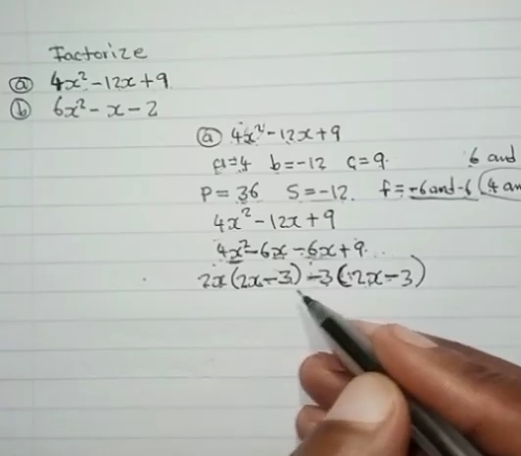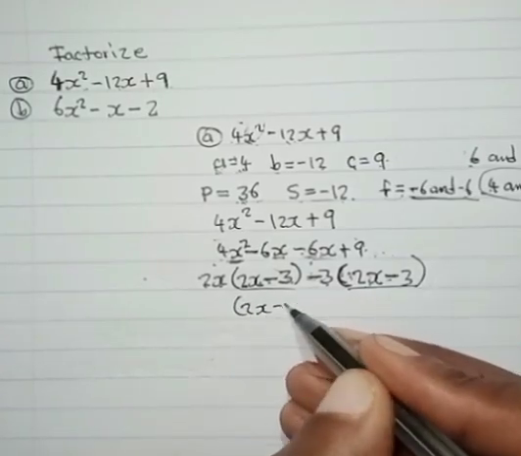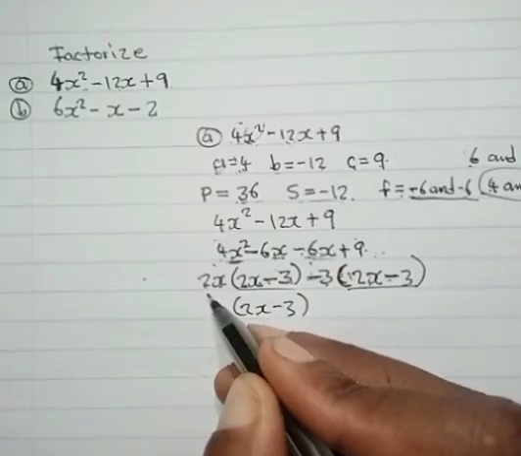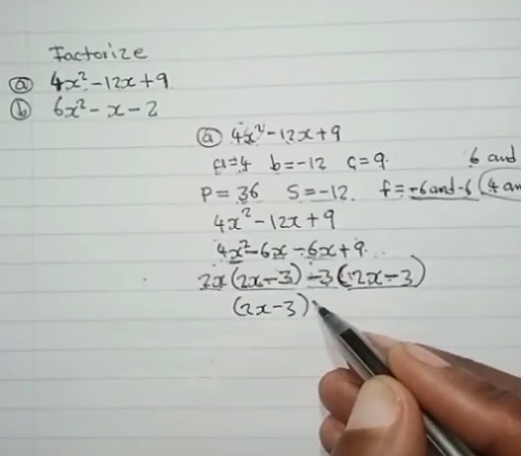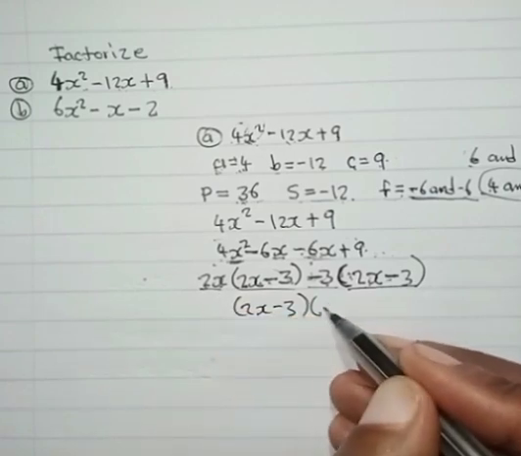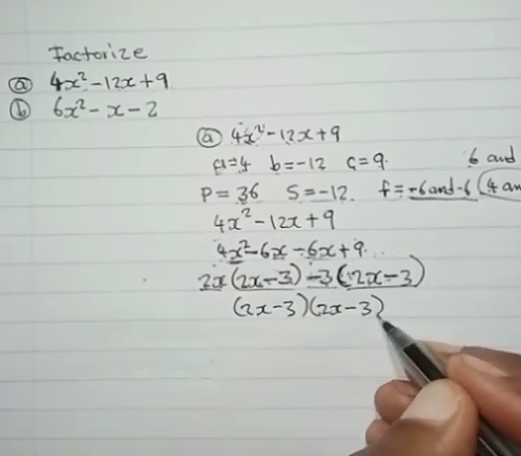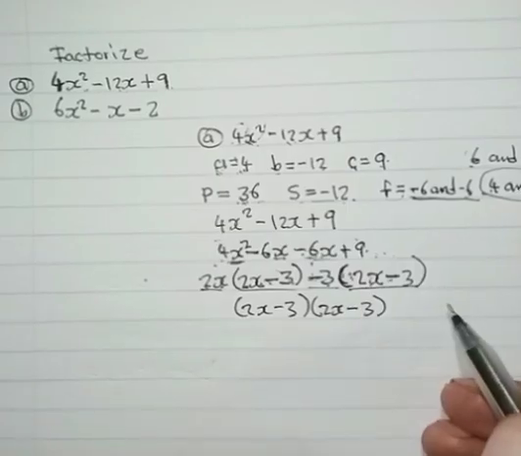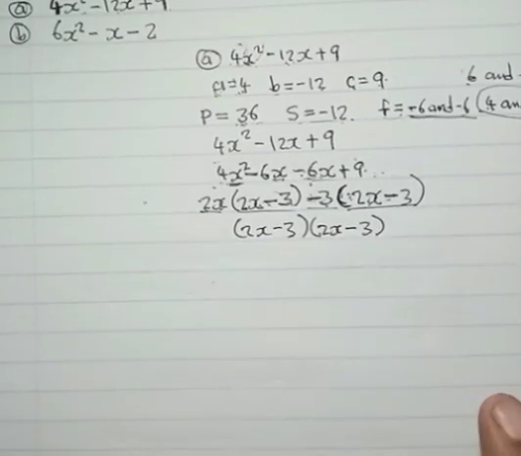Okay, once we do that, we can say this and this are the same. So we put them together, 2x minus 3. Then on the other side, we have 2x and negative 3. So just get them, 2x. So we have 2x and this negative 3. So we do this like that. So this is our answer. We have factorized completely. Let us quickly look at example 2.